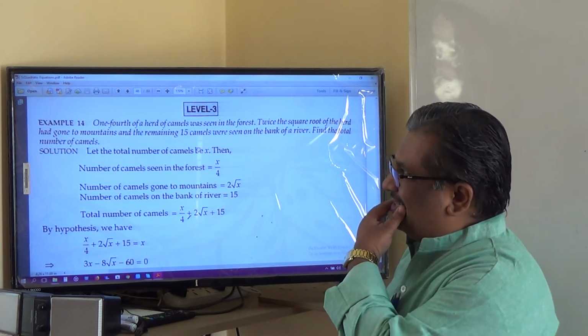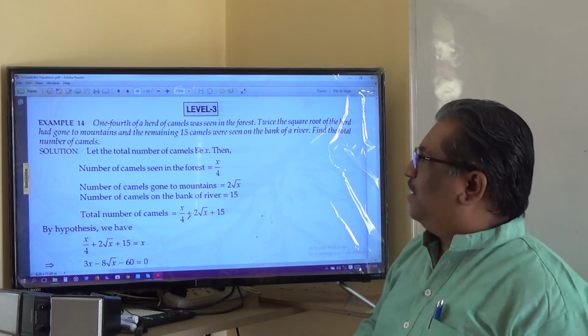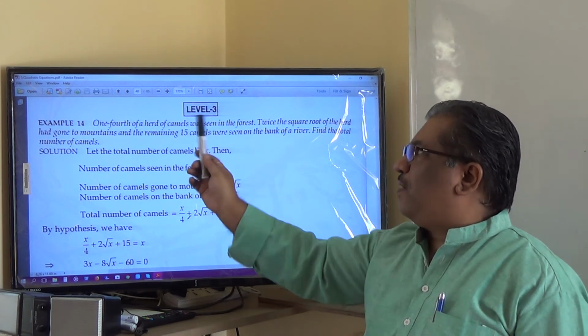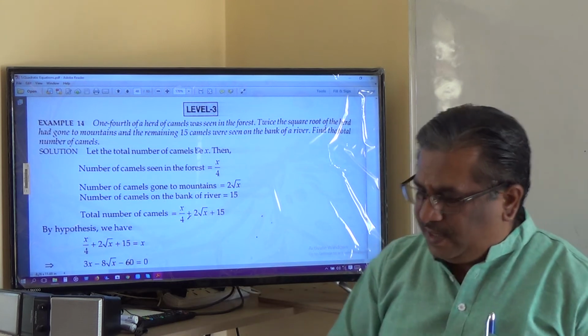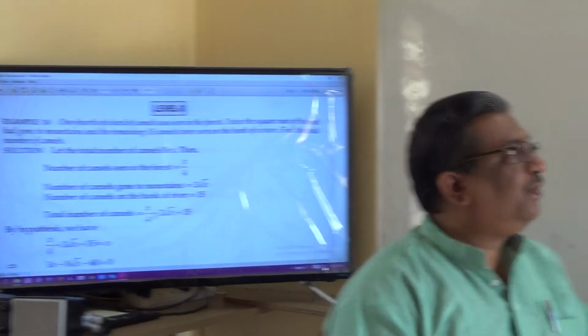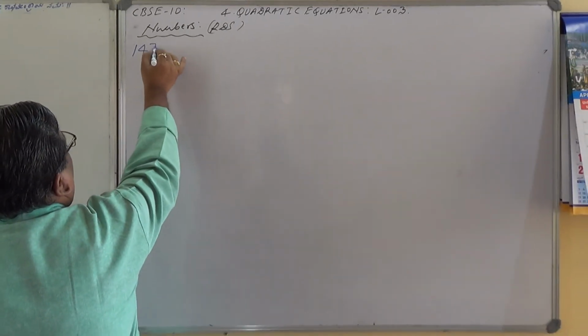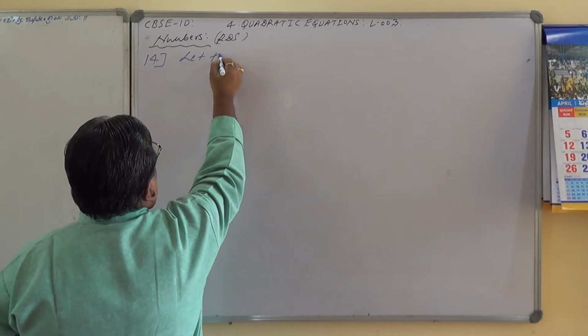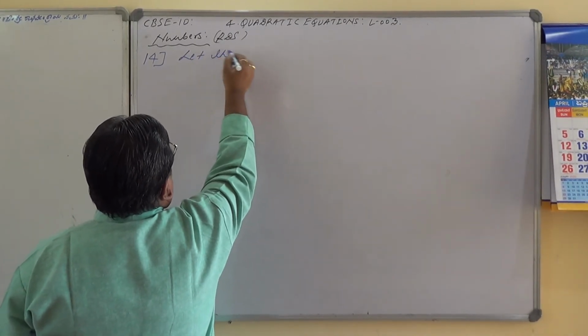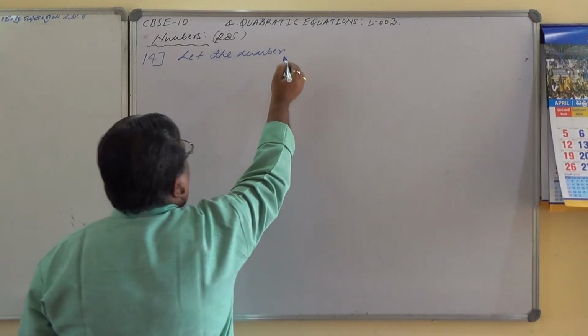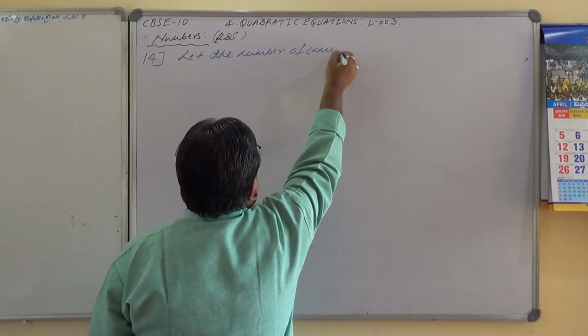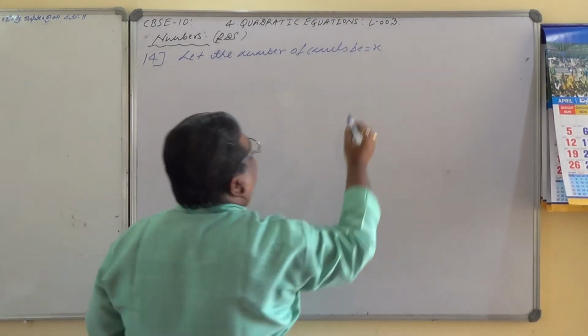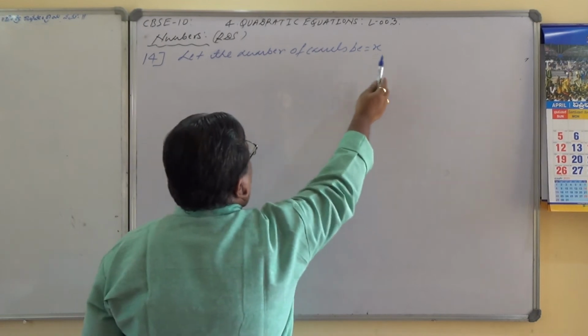So, how do you find out this sum? Probably you can take x as the total number of camels, then go one by one according to the statement given. So, let me solve this one first. Okay, example number 14. Let the number of camels be x. Just a moment, let me change the pen. Let the number of camels be x.